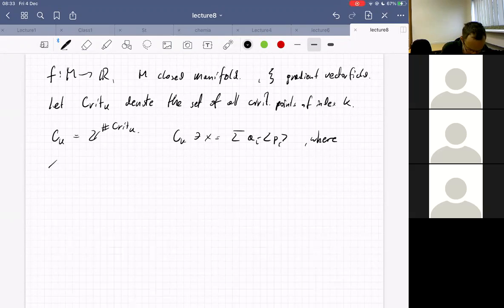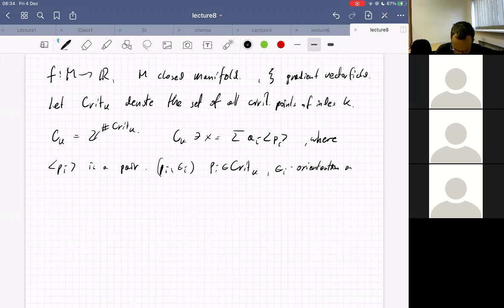where p_i is a pair (p_i, epsilon_i), actually. So p_i is a shorthand for (p_i, epsilon_i). p_i is a critical point of index k, and epsilon_i is the choice of orientation on the tangent space at p_i of the unstable manifold.